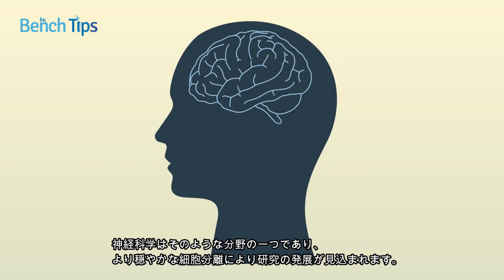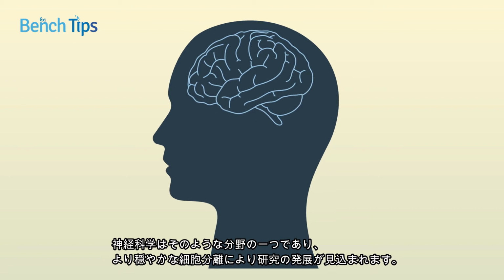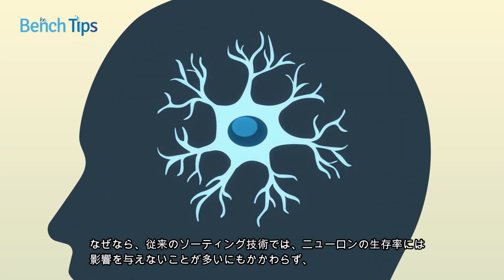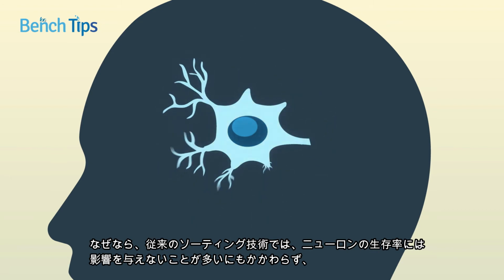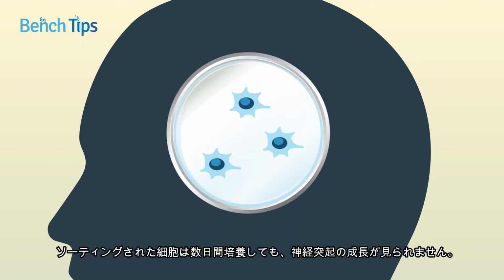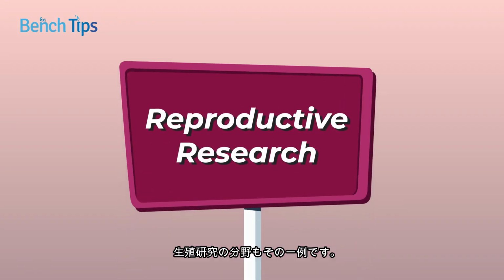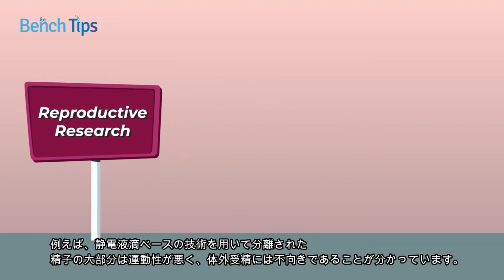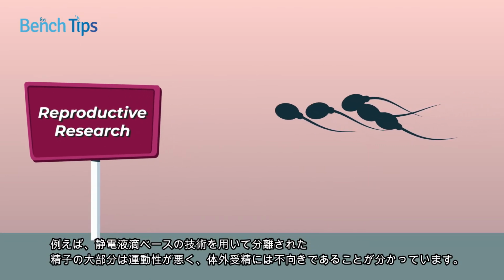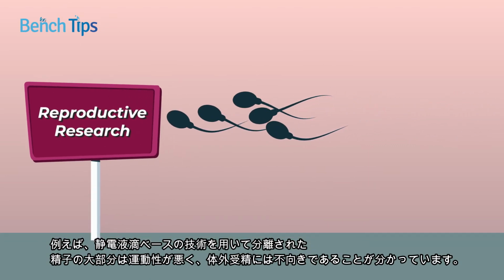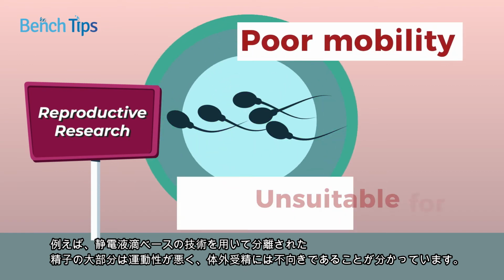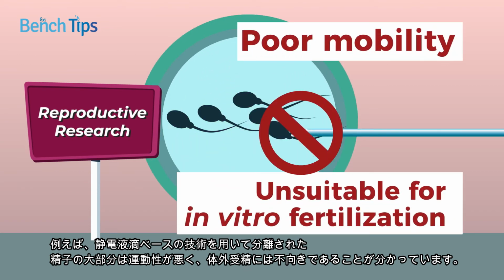Neuroscience is one field that could benefit from gentler cell sorting. Although conventional sorting techniques often have little impact on the viability of neurons, they can prevent neurite outgrowth, even after sorted cells have spent several days in culture. The field of reproductive research is another example. For instance, a large proportion of sperms sorted via electrostatic droplet-based techniques have poor mobility and have been found to be unsuitable for in vitro fertilization.